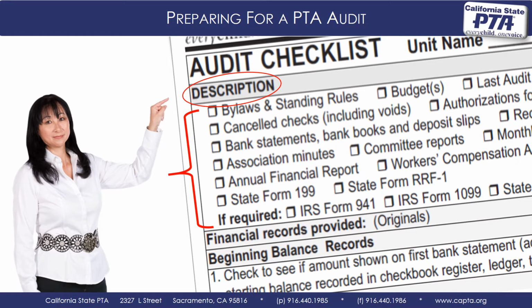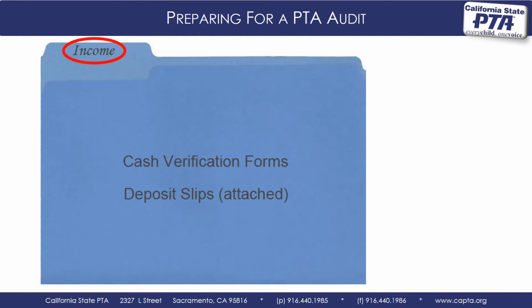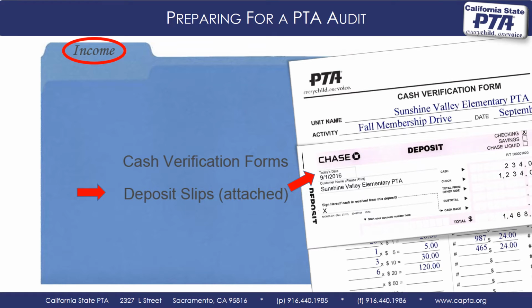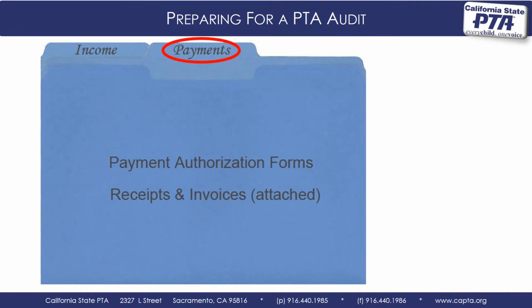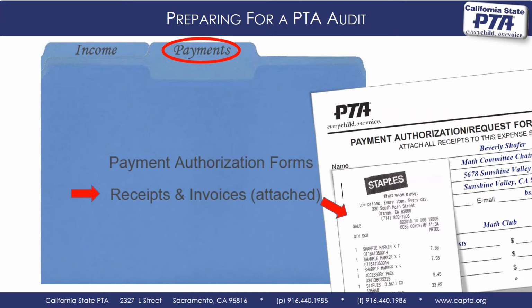The auditor explains that all of the items in the description section of the audit checklist will be required to complete the audit, and that best practice is to organize the records in folders. In the income folder, place all cash verification forms and their corresponding bank deposit slips. In the payments folder, place all payment authorization forms and their corresponding receipts and invoices.